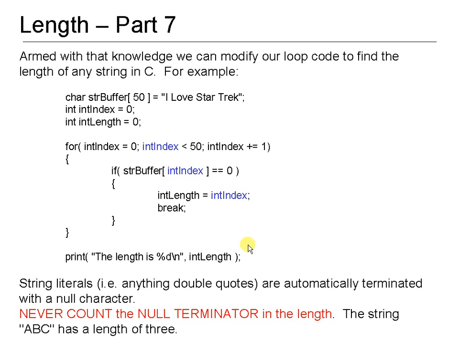Now, when you are counting the length or the number of characters in a string, you never, ever count the null terminator in the length. For example, the string ABC has a length of 3. You count just the characters. By the way, the indexes of those characters are 0, 1, and 2. So the length is 3. That's actually the number of characters that you have.